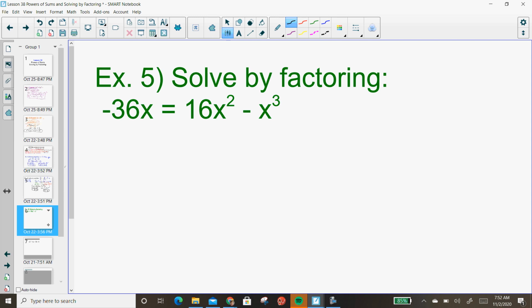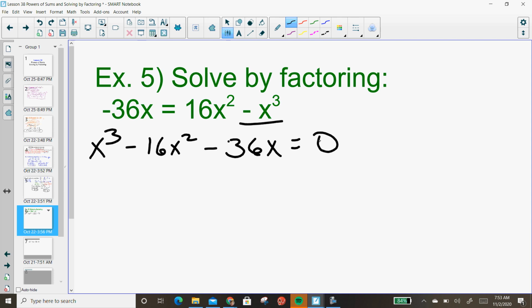We don't have everything on one side, do we? So we need to get everything on one side. And I like to always try to start with a plus if I can on the one with the biggest degree. So I've got this minus x cubed. 3 is my biggest exponent. But I don't really want to bring the 36x over there, because I'm going to have that minus x cubed. So instead, I'm going to change sides, change signs, bring the x cubed over to this side and make it positive. Bring the 16x squared over to the left and change it from a positive to a negative. Keep the negative 36x on the left so it does not change signs.